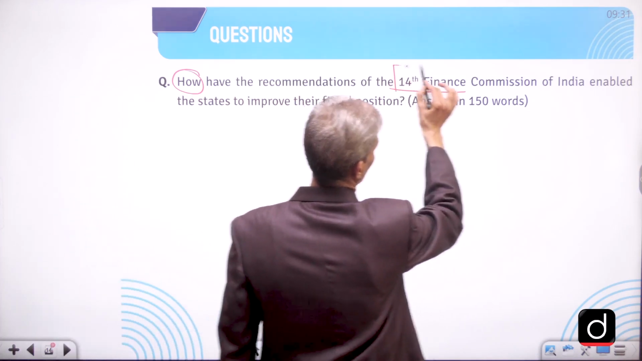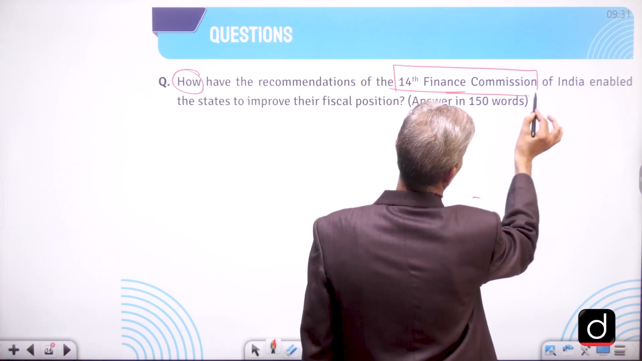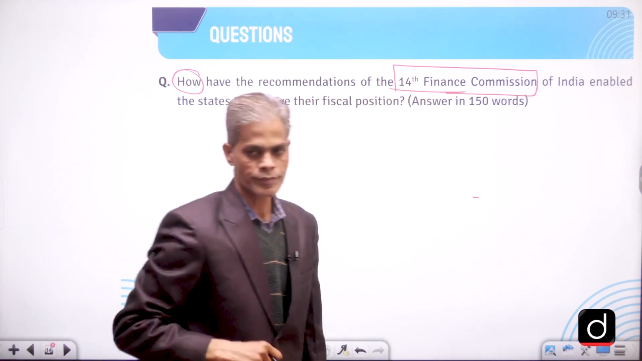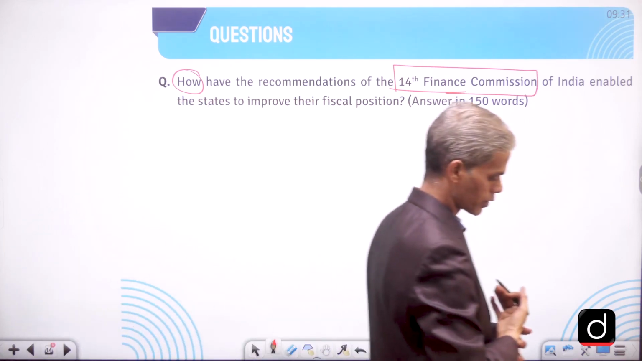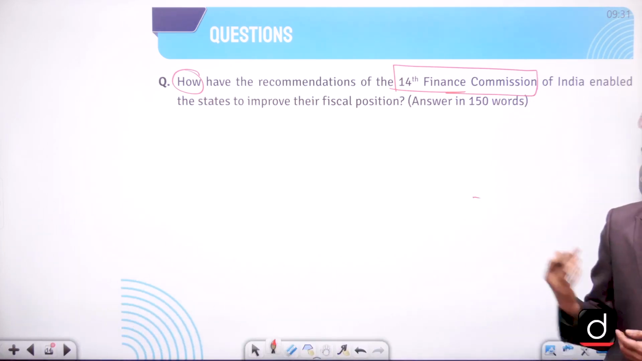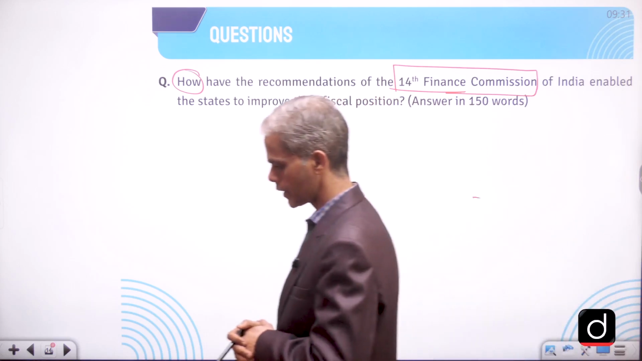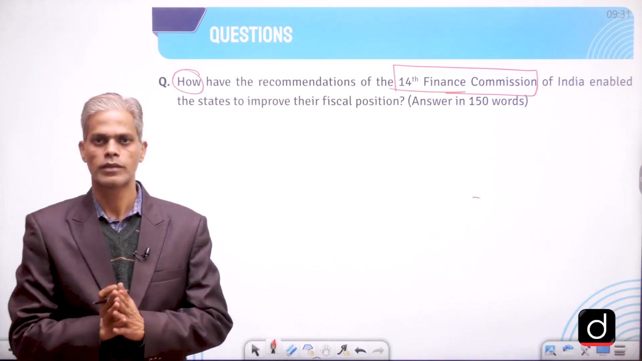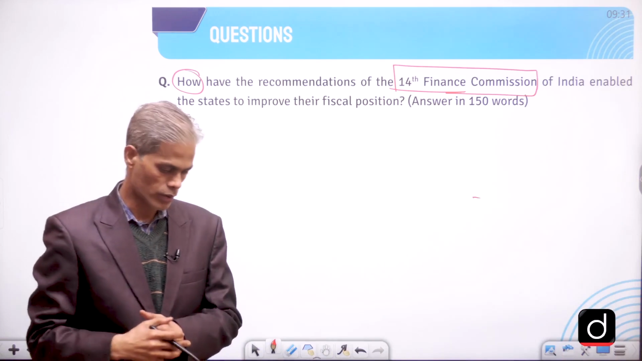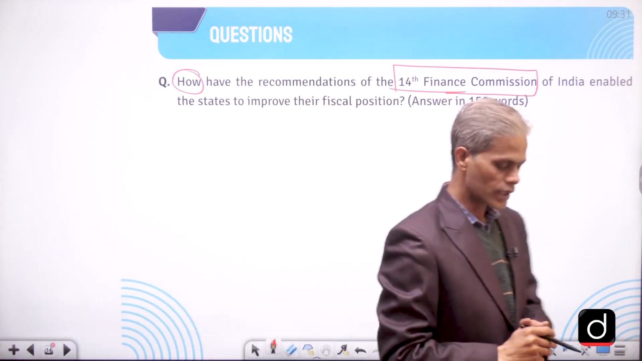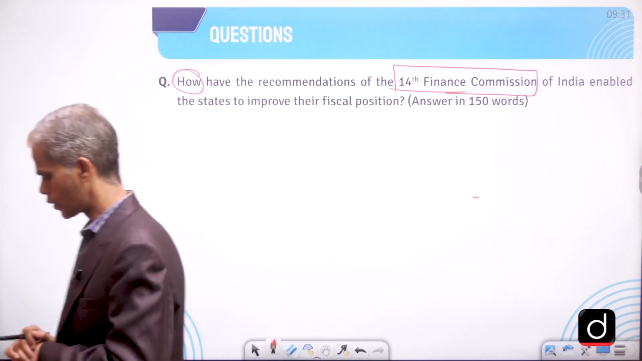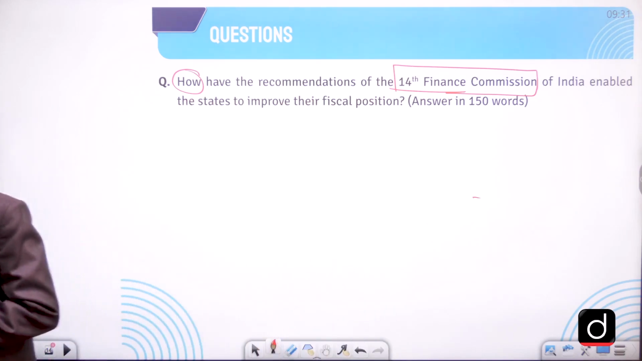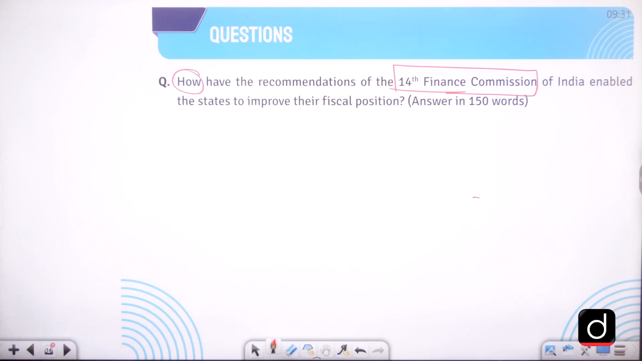Now, when we talk about the 14th Finance Commission, the point to be noted is that the 15th Finance Commission is already in place, with its recommendations or terms of reference. This is not very current-affairs oriented, but somebody who has prepared or studied the constitutional bodies will definitely have an idea about it. And the 14th Finance Commission is somewhat good also.